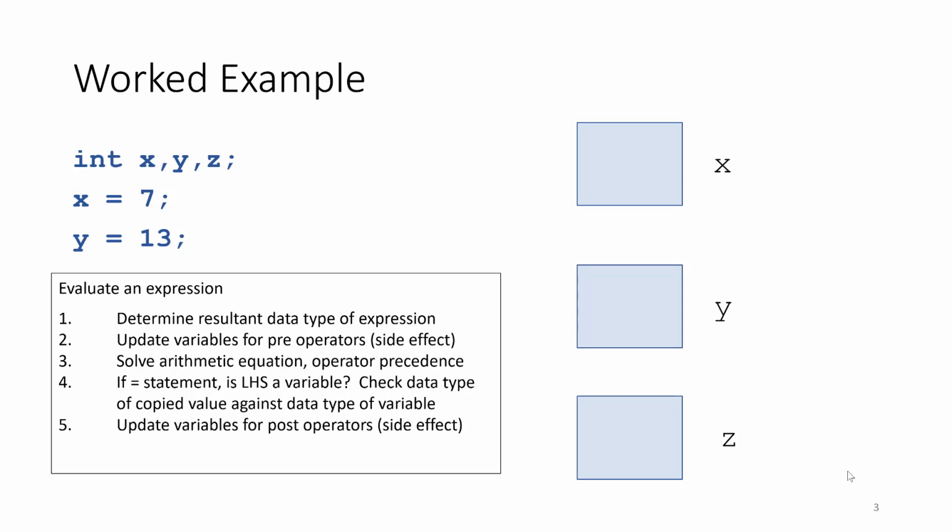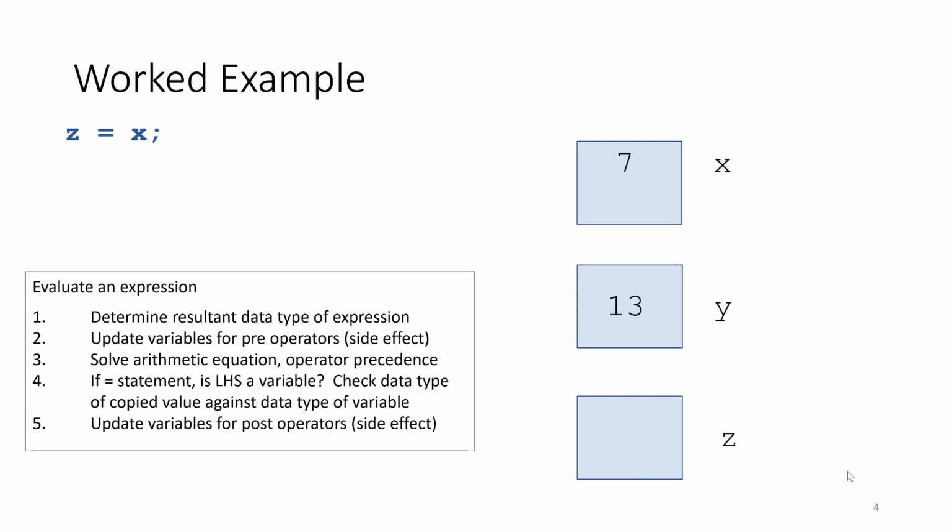So for the first statement, we have x is assigned the value 7. So 7 then is copied into the value of x. Y is assigned the value of 13. 13 is copied into the variable y.